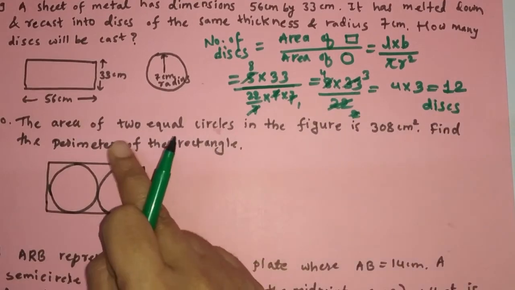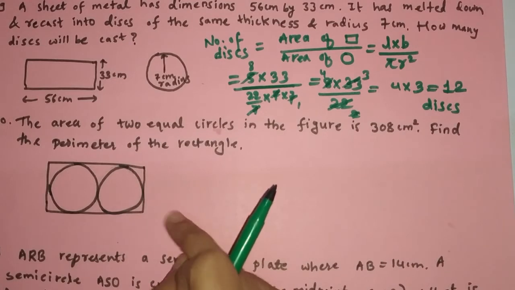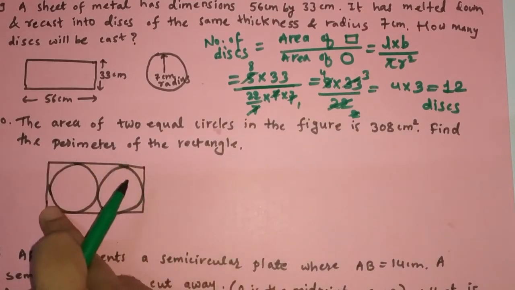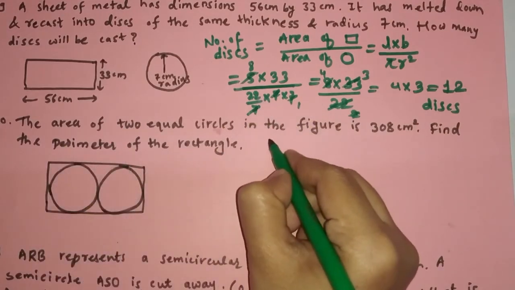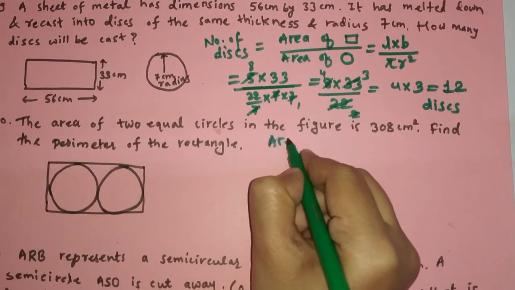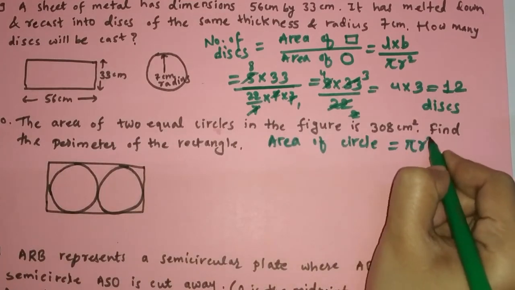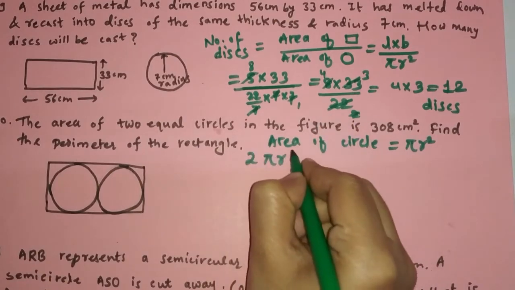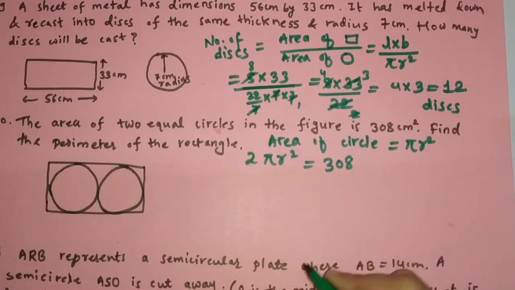The next question: the area of the two equal circles in the figure is given as 308 centimeter square. Find the perimeter of this rectangle. So one rectangle is there, and inside that two equal circles are there. So the area of a circle is pi r square, and we know that here are two circles, that's why 2 pi r square. I'll take two circles, which is 308.